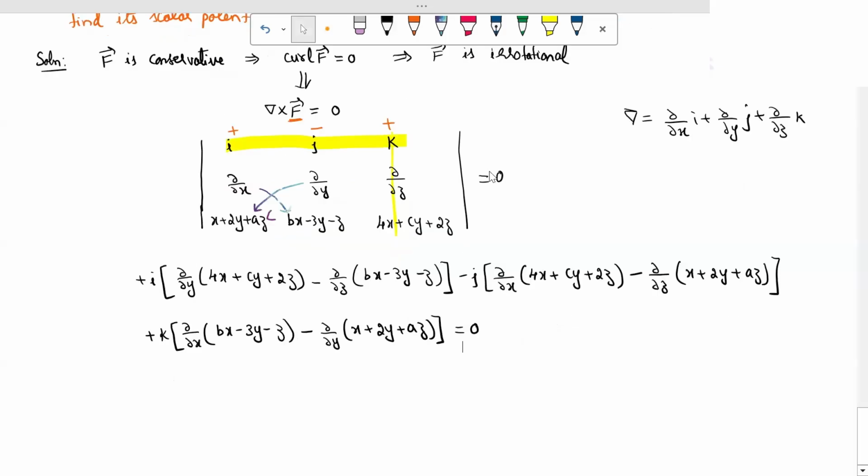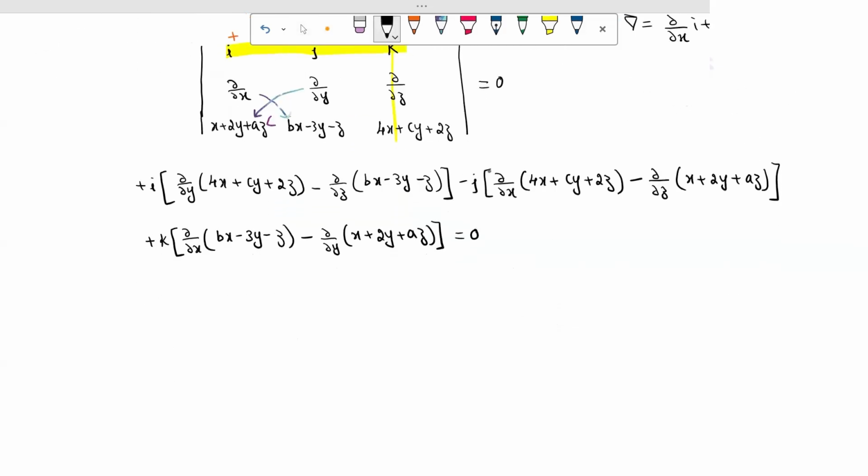Now let's simplify this. Plus i times: differentiate partially with respect to y. When differentiating with respect to y, 4x is a constant, so its derivative is 0. Plus c into the derivative of y with respect to y, which is 1, so c. When differentiating with respect to y, z is a constant, so 2z has derivative 0.